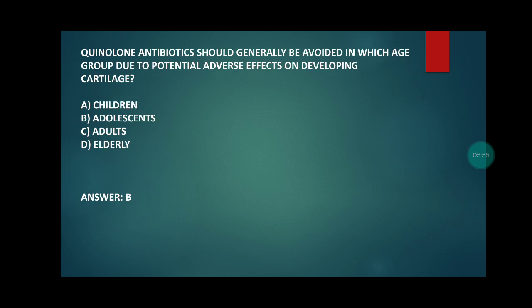Then the next question is, quinolone antibiotics should generally be avoided in which age group due to potential adverse effect on developing cartilage? The options are A. children, B. adolescents, C. adults, and D. elderly. So potential adverse effect on developing cartilage is generally seen in the adolescent age group. So the correct answer would be option B.